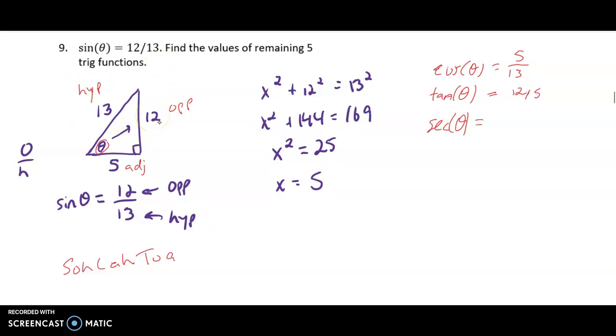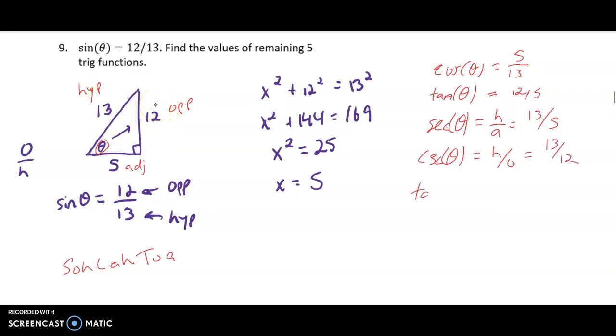Secant. Secant is hypotenuse over adjacent. You can also think about it as 1 over cosine. So what's the hypotenuse? 13 over adjacent is 5. Cosecant of theta is equal to hypotenuse over opposite. That gives me 13 over, the opposite is 12.